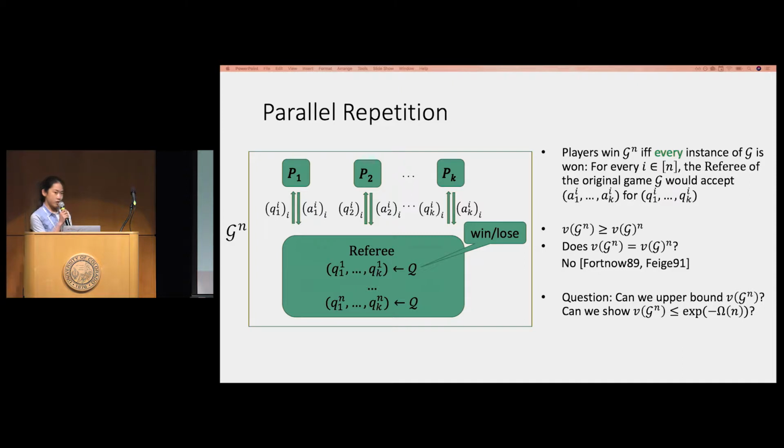So the question that we are left with is, can we at least upper bound the value of the n-fold repetition? And intuitively, we would like to say that the value of the n-fold repetition at least decays exponentially with n. And this is what's known as a parallel repetition bound. And again, one of the original motivations for parallel repetition is for hardness amplification of a game. For instance, if we have a game whose value is a constant and we repeat it n times, then we have that the value of the repeated game is at most inverse exponential.